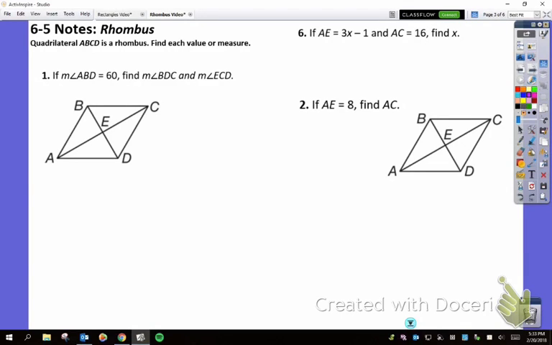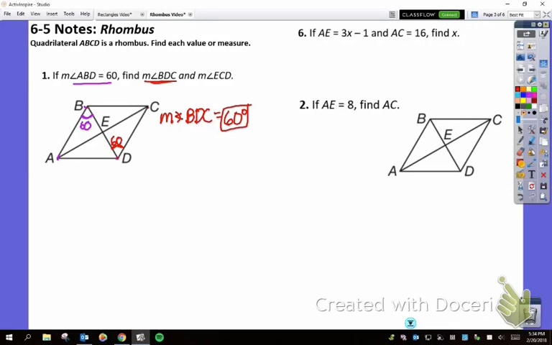Okay, so looking at number 1, angles are going to be very important. Angle ABD is 60. Remember we've got A, we're going to B, and we're ending at D. So this angle is 60 degrees. They want us to first find the measure of angle BDC, which is this angle. Those angles are on opposite sides of the diagonal in opposite angles. So we know that the measure of angle BDC is going to equal the same thing as ABD, which means it's 60 degrees.